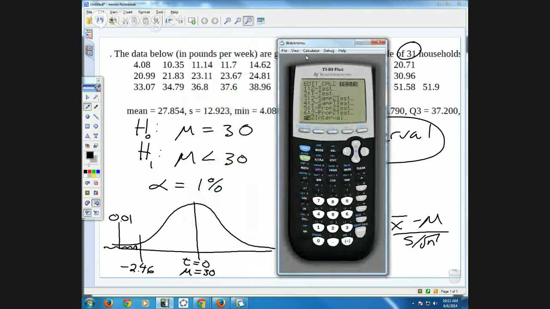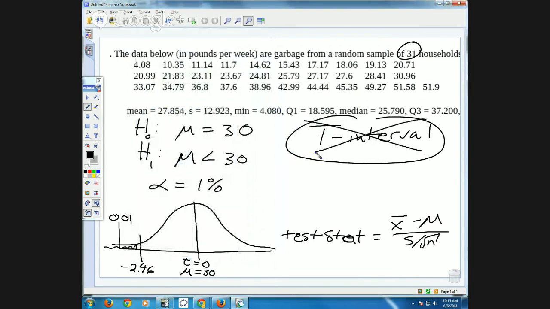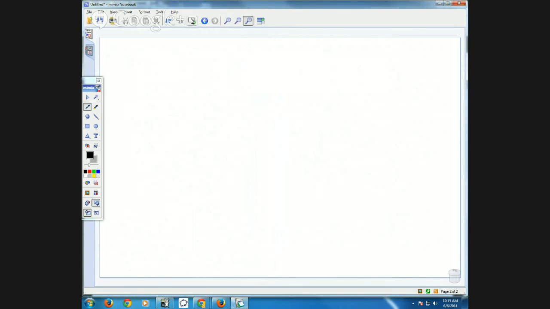Uh-oh. All right, we better review when we use which button. Who told me to use a t-interval? Oh, man, John, you're on my shit list. Okay. It is a t-test. So let's review. Let's make a little cheat sheet here for when you do what.